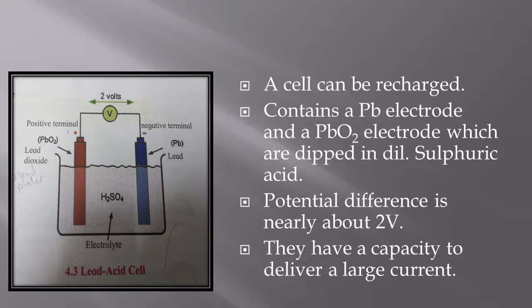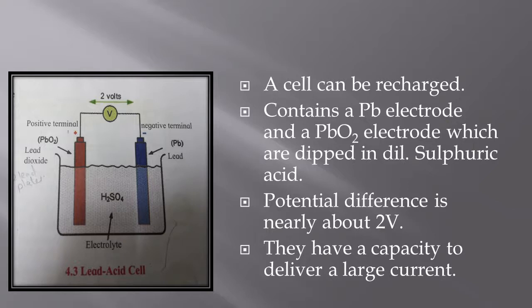Lead dioxide carries a positive charge, while the lead electrode carries a negative charge. The potential difference between these two is nearly 2 volt. Because of the chemical reaction between the substances in the cell, electrical charge is produced on both the electrodes, the positive electrode and the negative electrode, and electric current flows through the load in the circuit.